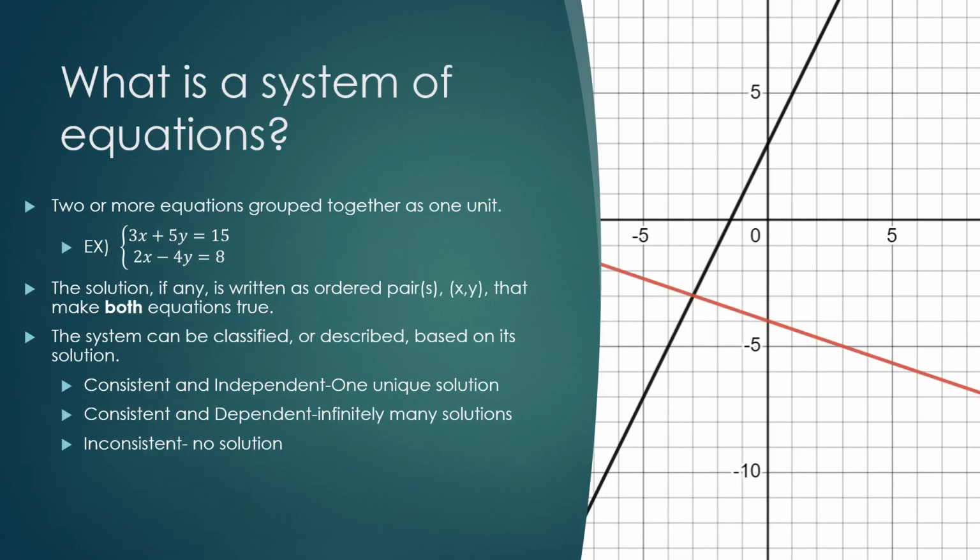So let's recap. What is a system of equations? A system of equations is simply two or more equations grouped together as one unit, such as the ones here. Remember that the solution is any ordered pair that makes both equations true. So in the picture, that is the ordered pair where the two lines intersect. A system can either be consistent and dependent, or inconsistent.